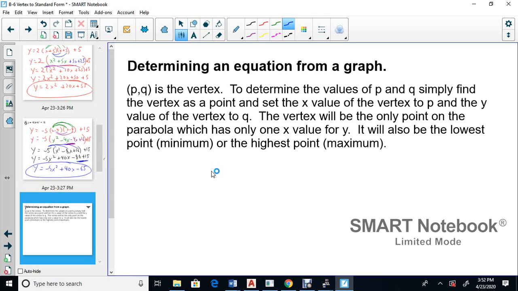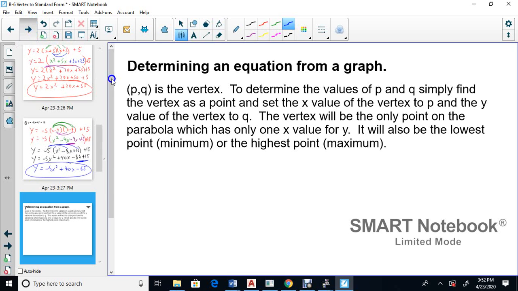PQ is the vertex. To determine the values of P and Q, simply find the vertex as a point and set the x value of the vertex to P and the y value of the vertex to Q. The vertex will be the only point on the parabola which has only one x value for y. This is probably the easier way to find it: it will be the lowest point or the highest point. The lowest point is called the minimum and the highest is called the maximum. And when we get to the examples, I'll explain all this.